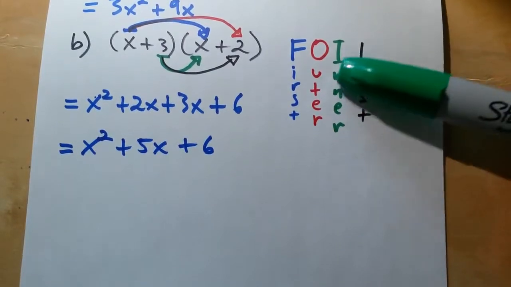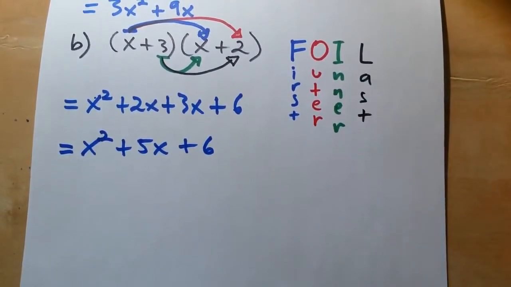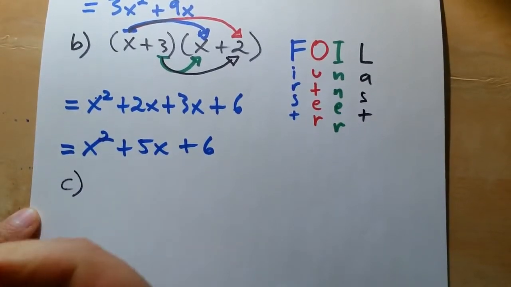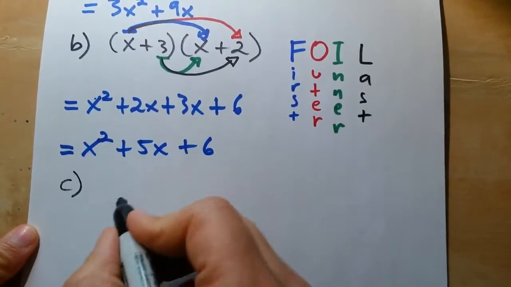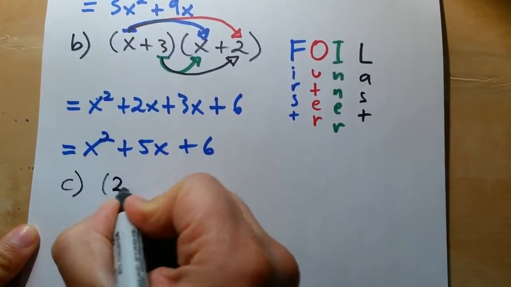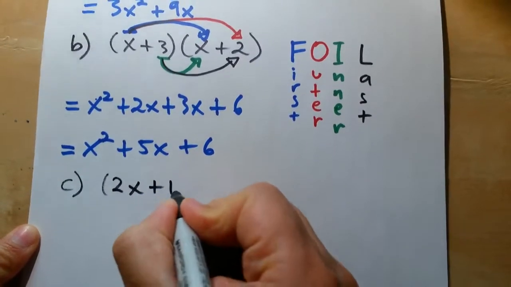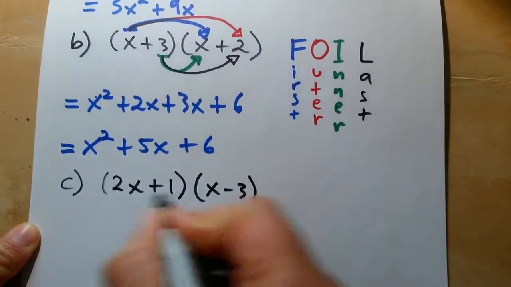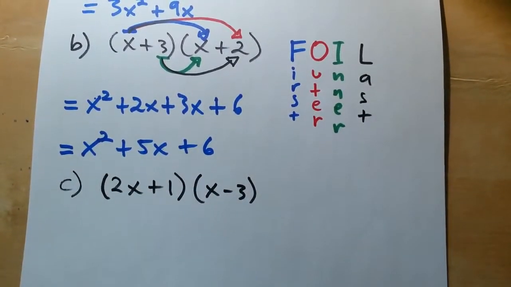Once again, you may find the FOIL method helpful when solving your problems. Alright, let's look at some other examples, some that are a little more involved. Let's look at C here. It says 2x plus 1 times x minus 3.